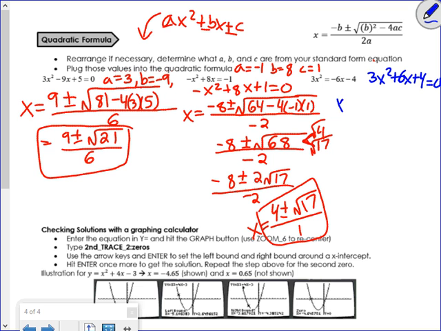Alright, so I have x equals negative b plus or minus the square root of b squared, 36, minus 4 times a times c. 4 times 3 times 4, all over what?